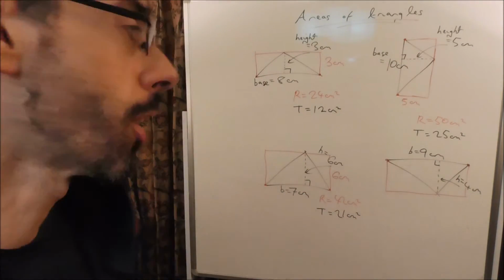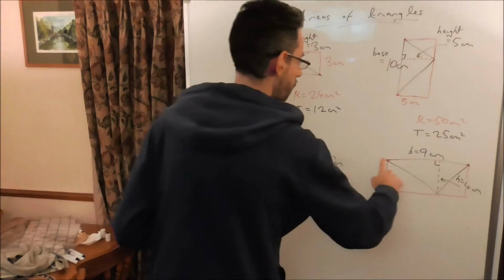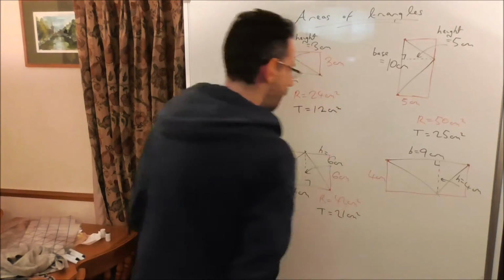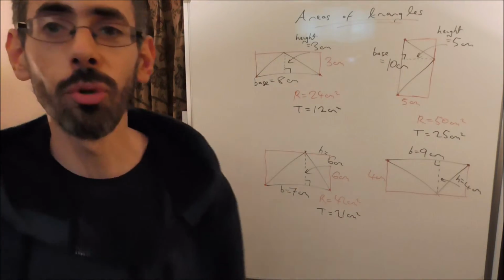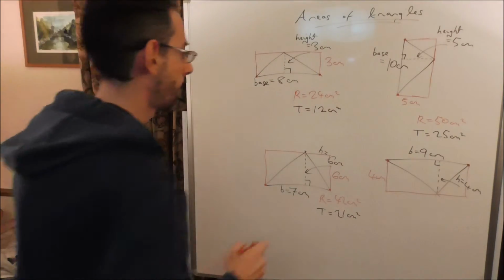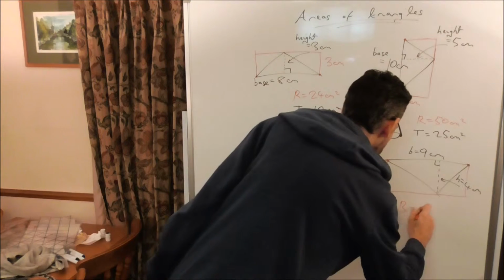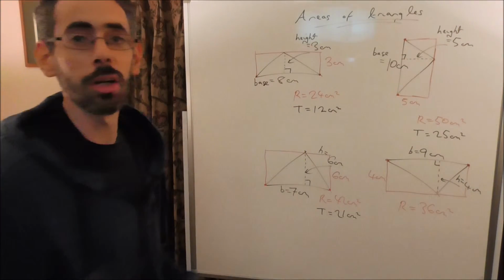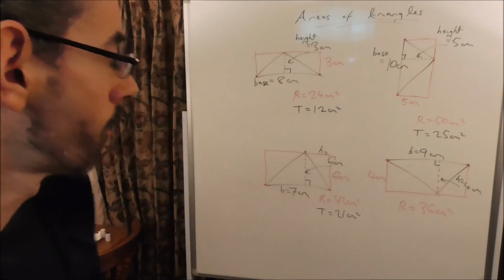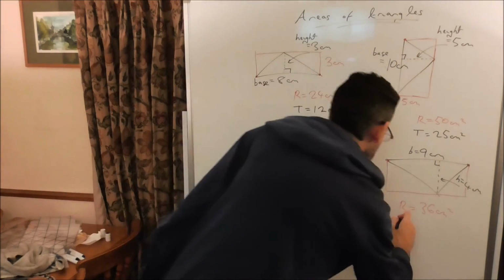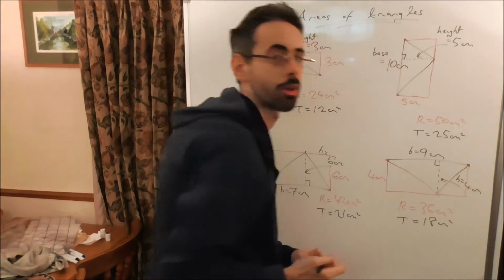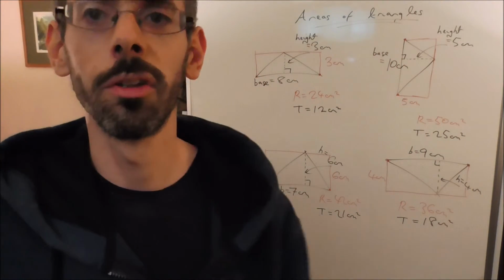So the area of the rectangle, well, this side is 9, this side is 4 centimetres. So the area of the rectangle is just 9 times 4, which is 36 square centimetres. And the triangle is half the size, so we need to halve 36 to get the area of the triangle, which is 18. So the area of the triangle is 18 square centimetres.